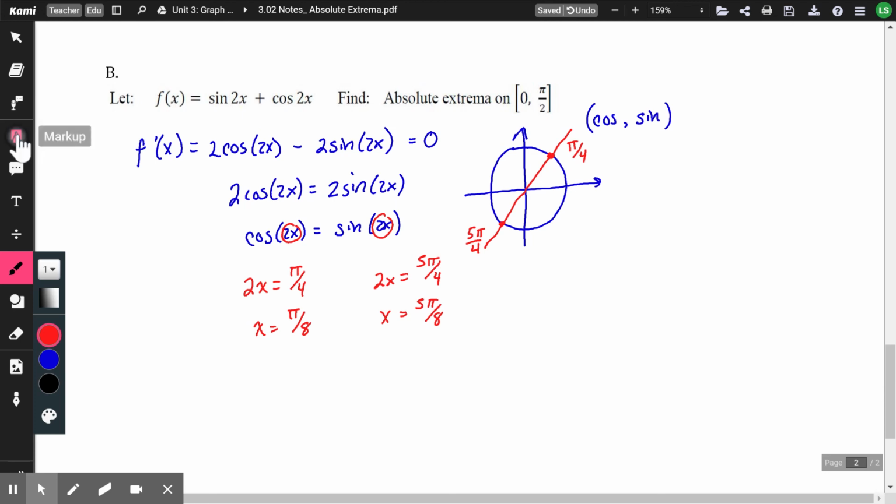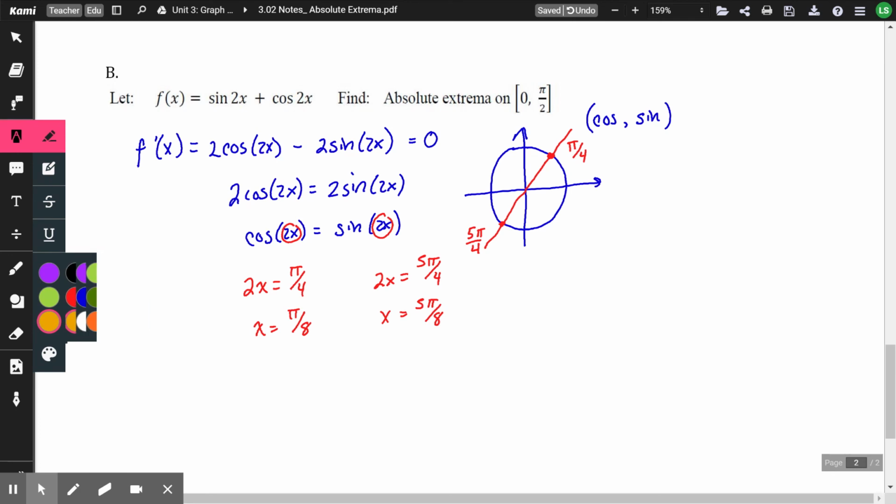Now we do have to consider that we are restricted in our domain here. We're only looking from 0 to pi over 2. So that means that pi over 8 is the only critical value we're really interested in, because 5 pi over 8 is a little bit greater than pi over 2. So the next thing we're going to do is set up your table and compare your y values.